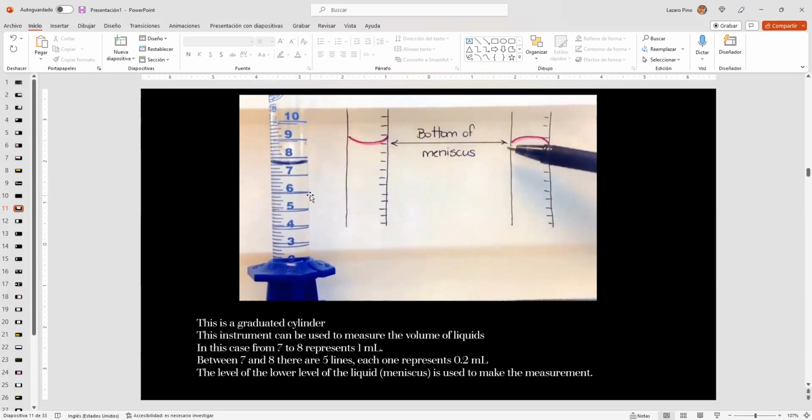Then let's see how we can make a measurement. In this case, you have to go to the bottom of the liquid. Some liquids, the meniscus is this way, and some in this way. But you have to use always the bottom of the meniscus to do your measurement.